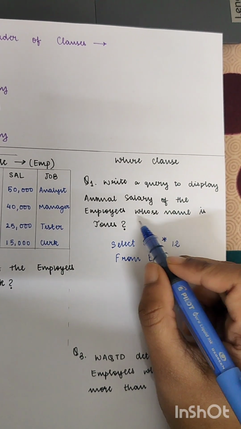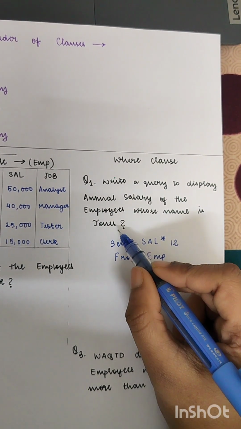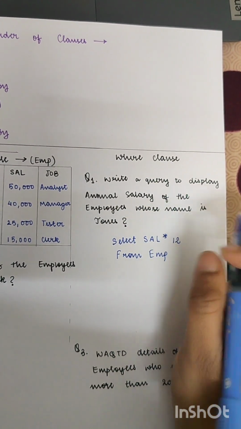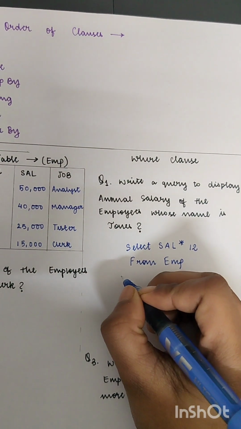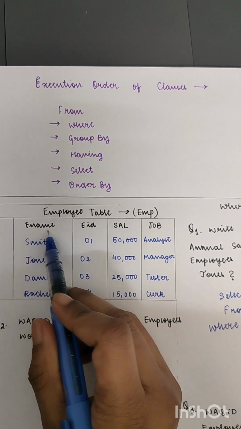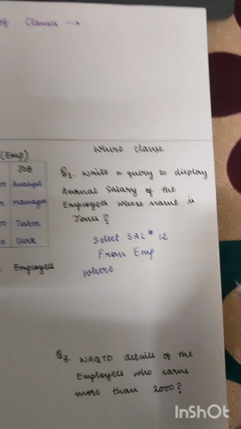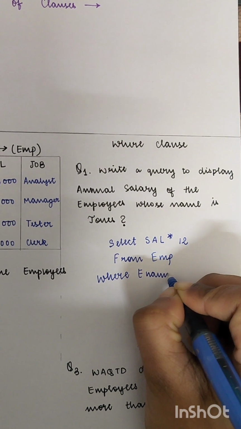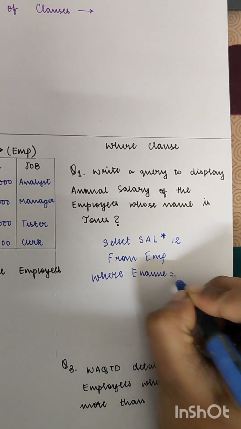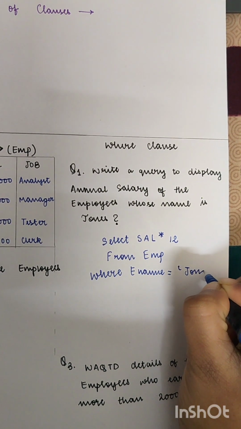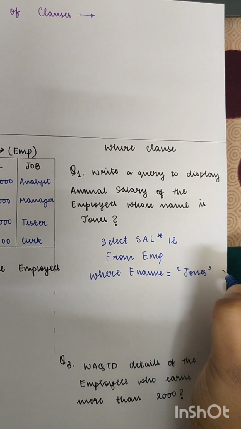What we have to find is the annual salary of the employee whose name is Jones. So we only find Jones' annual salary, not everyone's. So what we will write here in the condition: WHERE, now what is the name? You have to use this column name, ENAME. So WHERE ENAME equals Jones.